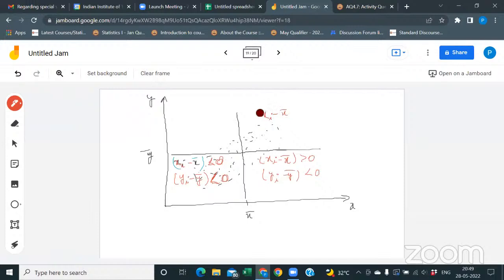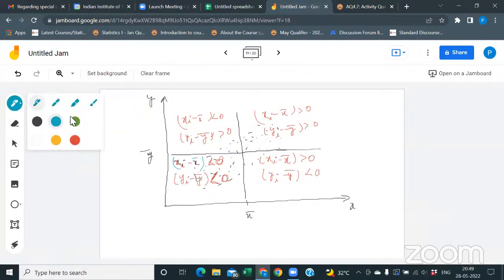In this quadrant, xi minus x bar is greater than 0, positive, and yi minus y bar is greater than 0, positive. And in this one, xi minus x bar is less than 0 and yi minus y bar is greater than 0. Now, tell me about the product.